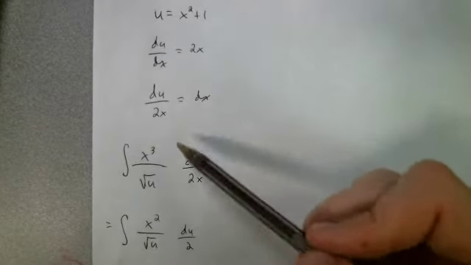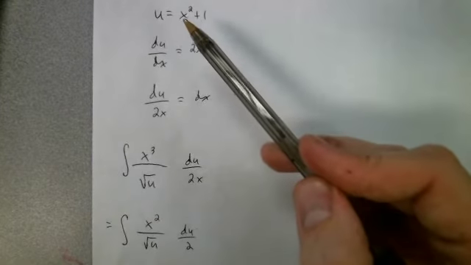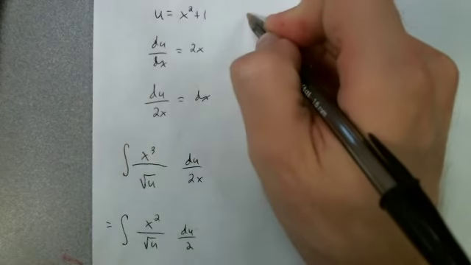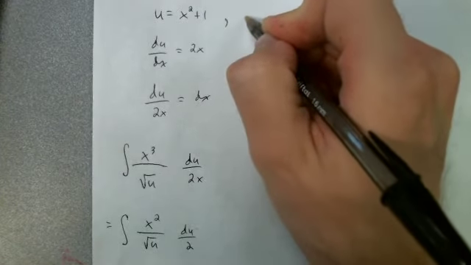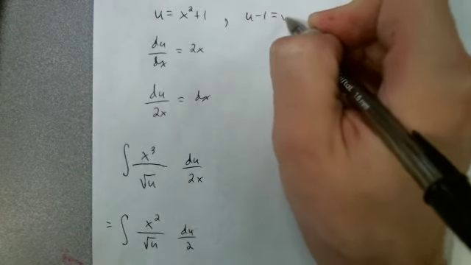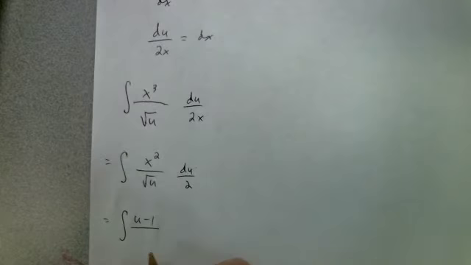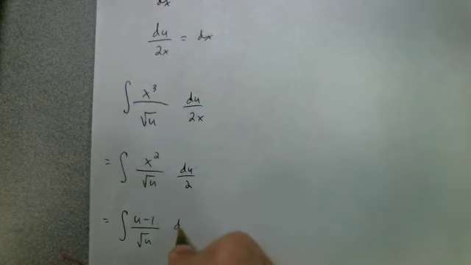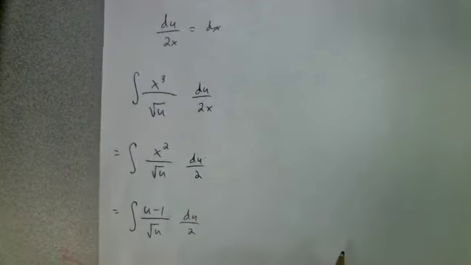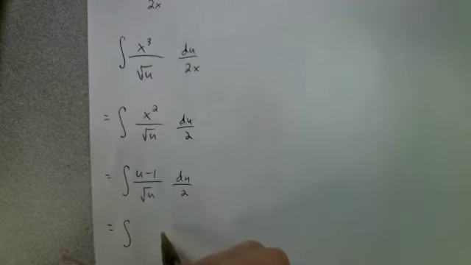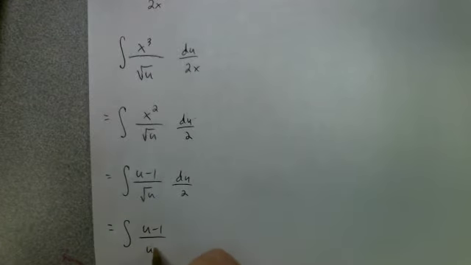Look up here. We want to get rid of x squared. Well, look at this. u equals x squared plus 1. Subtract 1 from both sides, and you get that u minus 1 is x squared. Aha! I can take this x squared here, and I can just replace it with u minus 1. All right. So why did I do this? Well, I'm going to think of that square root of u as u to the 1/2 power.